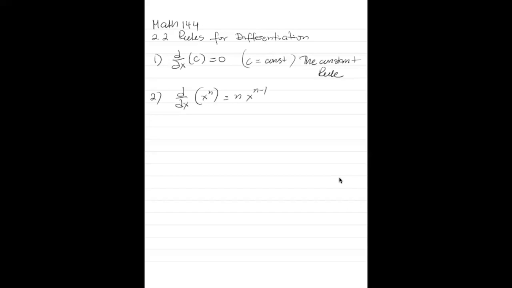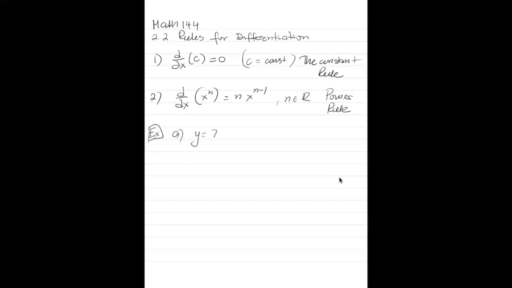Number 2, the derivative of a power function x to the n is n x to the power n minus 1. So n is a real number, and we call this the power rule. So basically the power goes on the front and the power becomes 1 less. Let's have examples with these two rules.